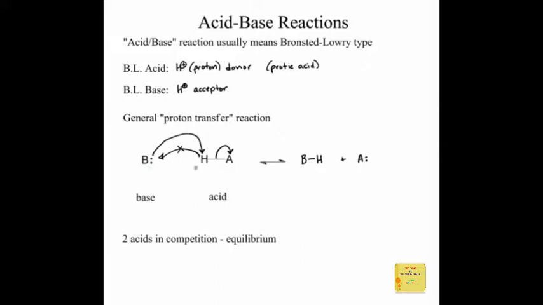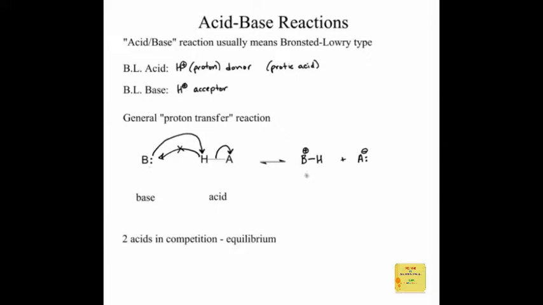Now if both the base and the acid are neutral, as shown, the base, after you add a proton to it, after you add an H plus, will now be positively charged. And the A, after losing an H plus, will be negatively charged. So you'll have these charges if we started out neutral in both cases.